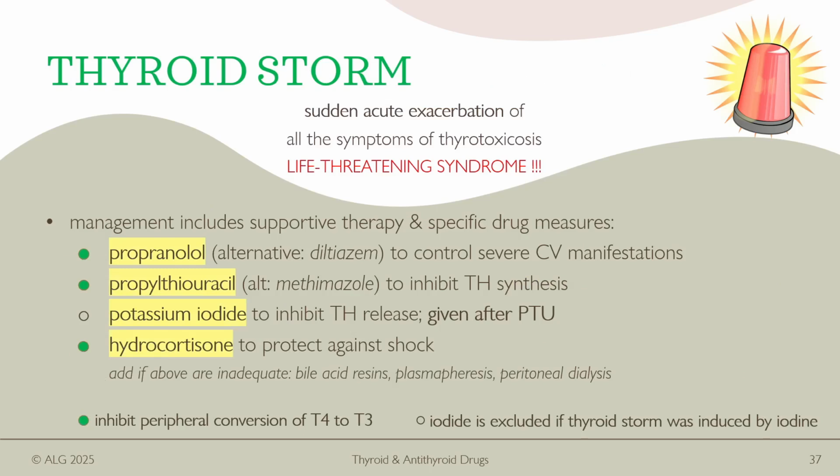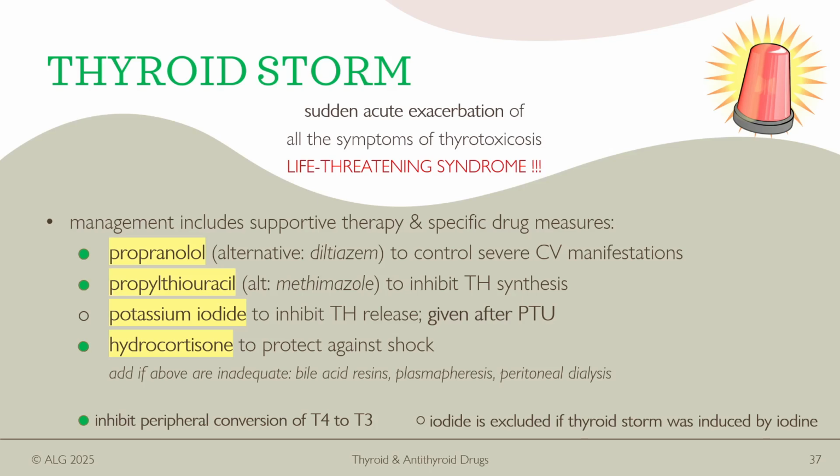If myxedema is severe hypothyroidism, then thyroid storm is severe hyperthyroidism. Likewise, it's a medical emergency. Propranolol is given to control severe cardiovascular manifestations. Our thionamide of choice is PTU because it has an added advantage of inhibiting peripheral conversion, which brings down the thyroid hormone levels more rapidly. But once the patient is stabilized, we need to switch to methimazole for safety.